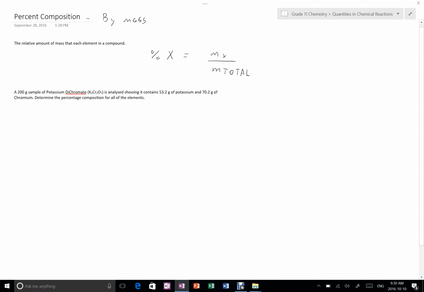And then we can divide up a compound by all its different elements to figure out how much of that compound is made up of each different element. So this is a relatively straightforward one. Let's just hit an example here.